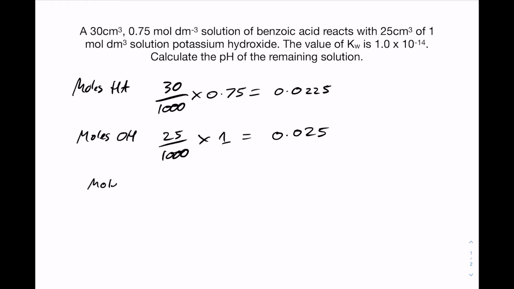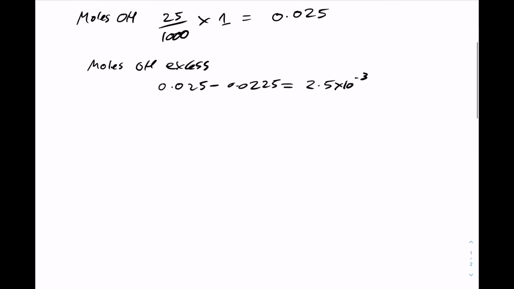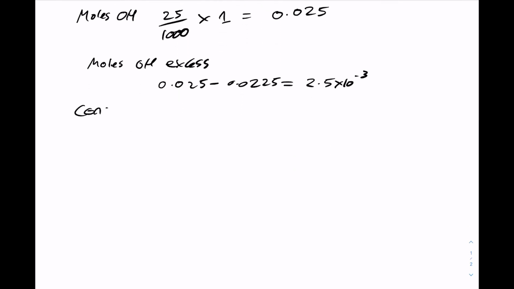So the moles of OH are in excess, and then we've got 0.025 minus 0.0225, which is going to give us an excess of 2.5 times 10 to the minus 3. Now we've got that excess, we need to work it into a concentration. So we'll scroll down a bit and we'll have concentration here.